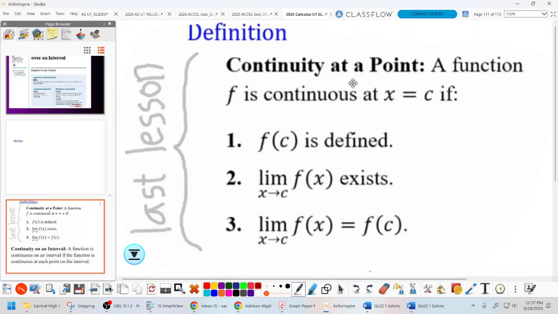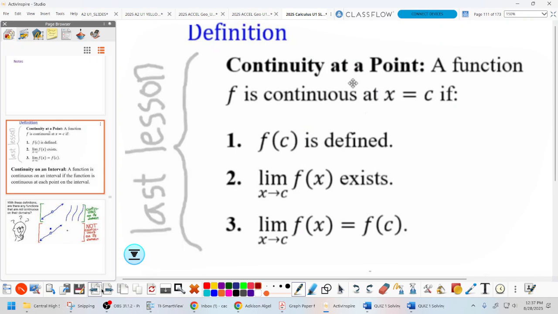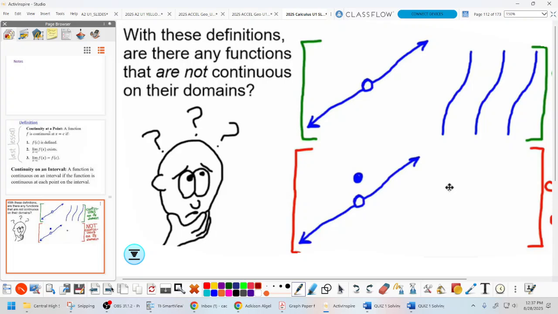So just to review, we have 3 criteria for continuity to exist. We have to have f of c exist, or be defined. The limit has to exist, and the limit and the function value have to be equal at that point. Okay? So if any of those falls apart, we don't have continuity. And that's kind of what we were just looking at. So with those definitions, are there any functions that are not continuous on their domain? Because I twisted that on you the other day and said, well, this value isn't in the domain, so yeah, it's continuous. So are there any functions that are not continuous?